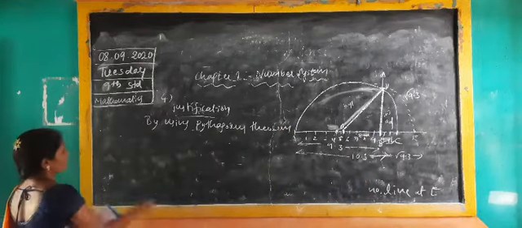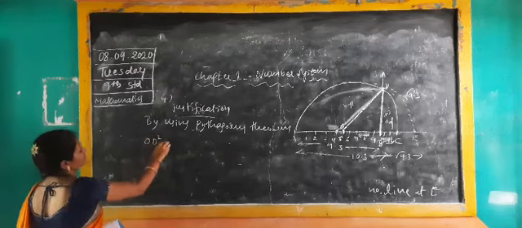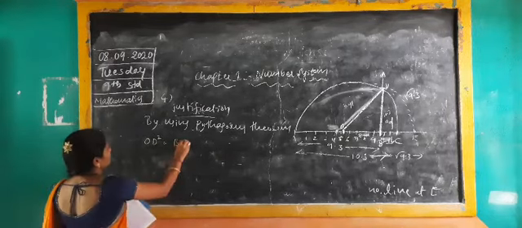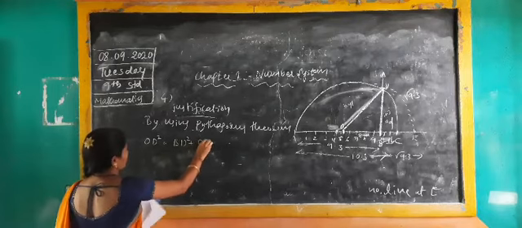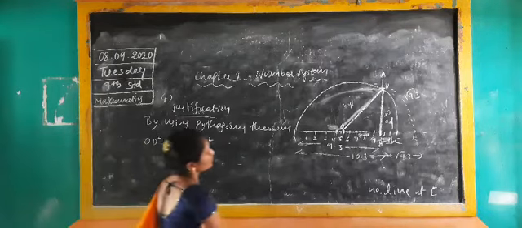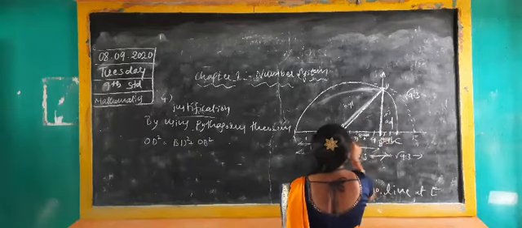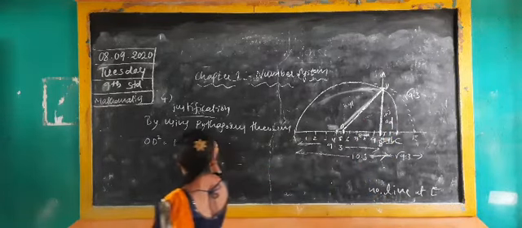Okay, by Pythagoras, what is there? Hypotenuse, OD square is equal to what? BD square plus OB square. See, is it not? OD square is equal to BD square plus OB square.